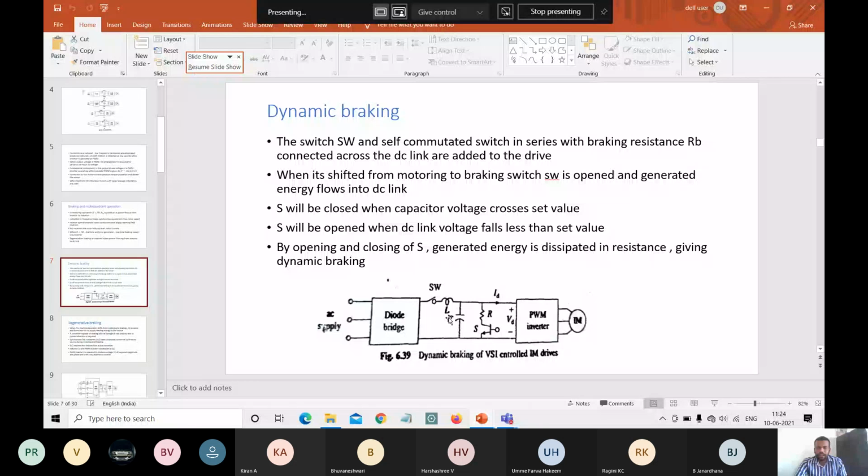Okay, so in the braking operation, switch SW is open. So when it is open, the circuit will be open. Normally, the power or the current flows only through a closed circuit. So here the circuit is broken.